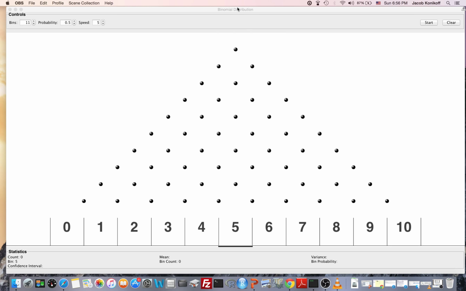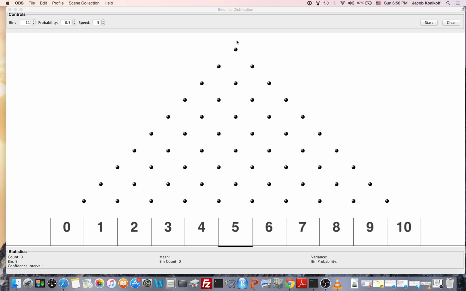And what I'm going to do is drop a ball from the top of the screen, and when it hits a peg, like this peg at the top, it can either go to the right or it can go to the left. There's a 50% chance of it going right, a 50% chance of it going left, and every time it hits a peg, that decision is made again.